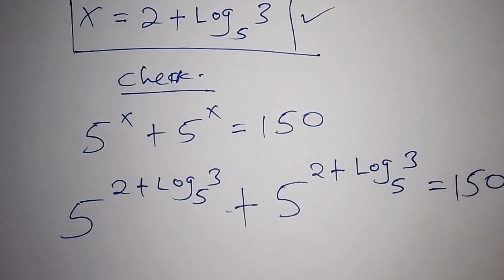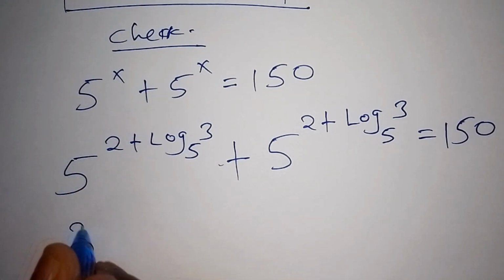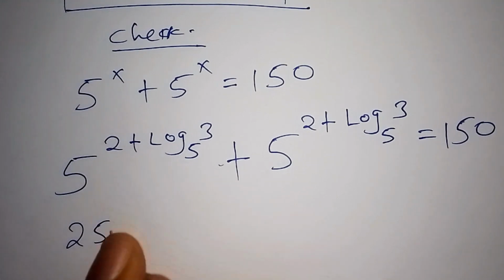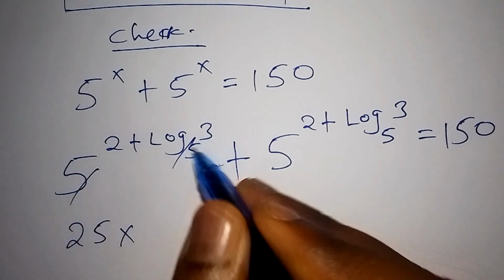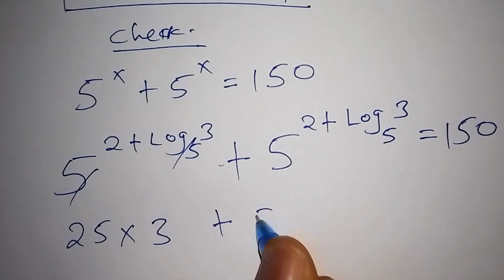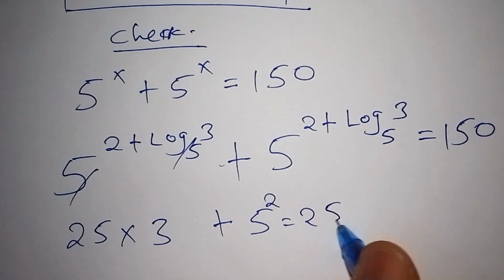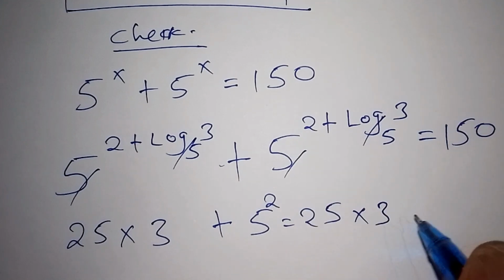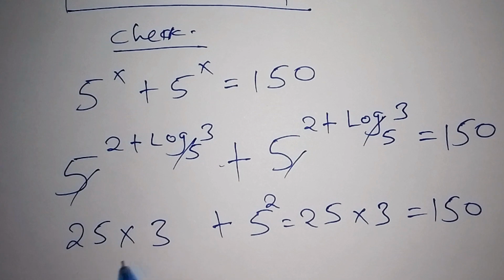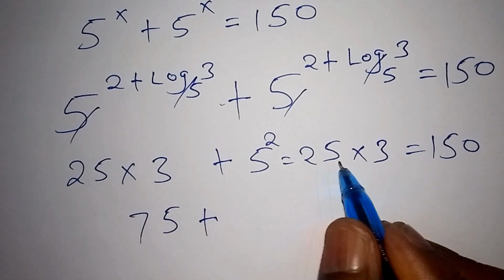So 5 to the power of 2 is 5 times 5, that is 25. The sign for addition changes to multiplication, then this and this cancel. So now we shall have 3. Then plus, here we shall have 5 to the power of 2, which is 25, and again this and this cancel, multiplied by 3. So 25 times 3 is 75. Now we have 75 here, plus 25 times 3.